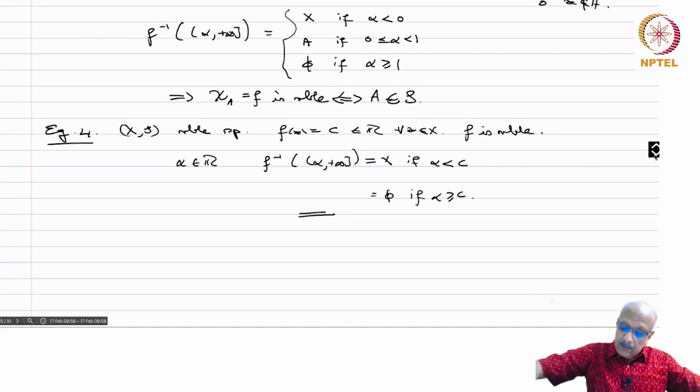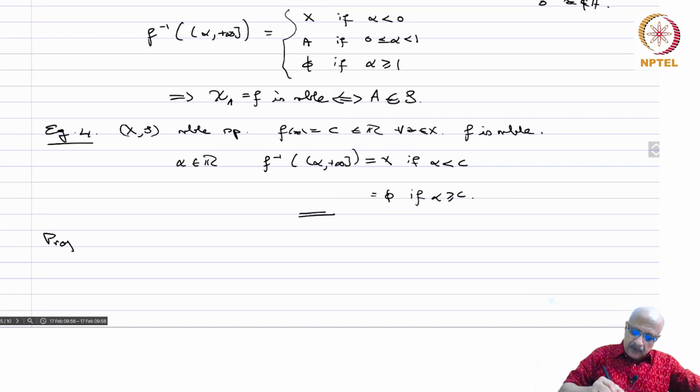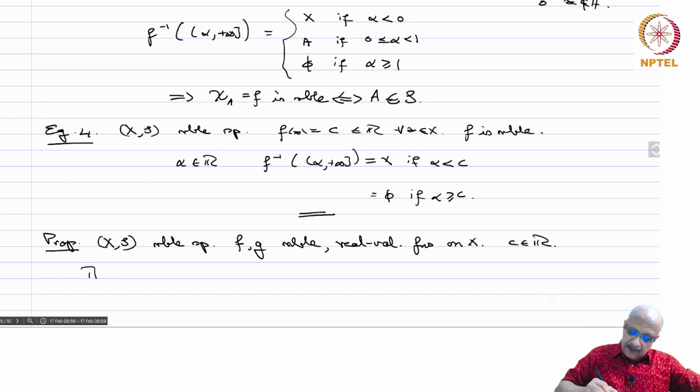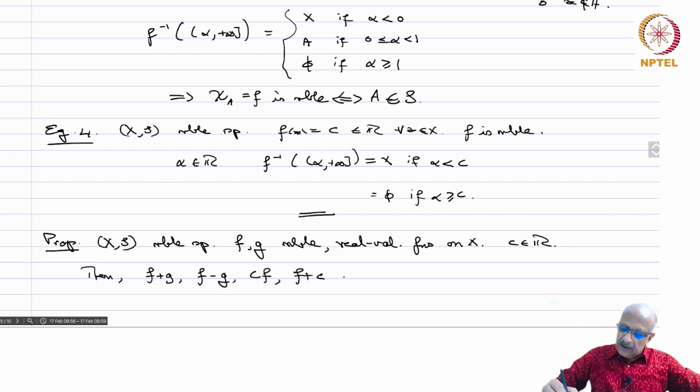So now we will prove a proposition which is useful. Okay, so let X be a measurable space, f, g measurable real valued, not extended real valued, real valued functions on X. c is in R. Then f plus g, f minus g, cf, f plus c, fg are all measurable.